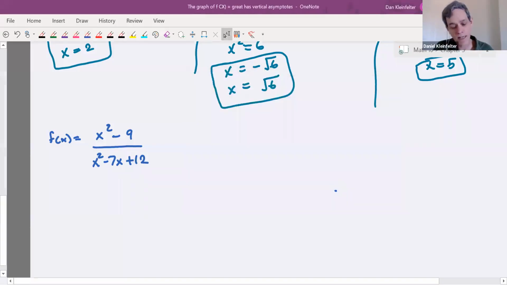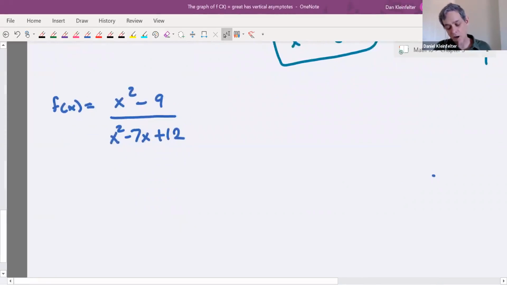All right, so let's take a look at this function f. Again, our goal would be to find the vertical asymptotes for this function. The numerator is x squared minus 9. The denominator is x squared minus 7x plus 12. So our first task would be to factor that denominator. So we would get x minus 3, x minus 4.